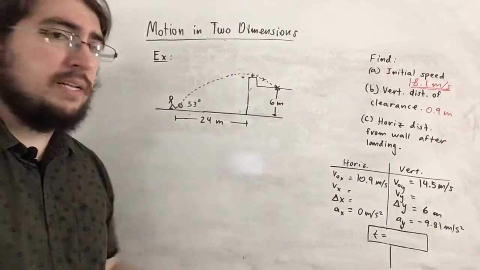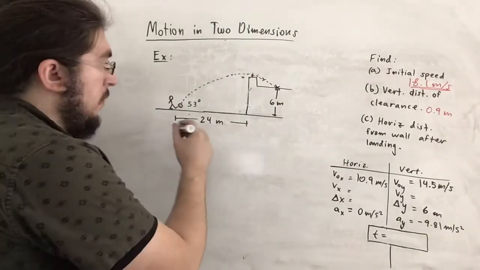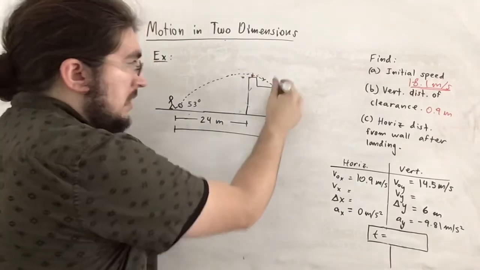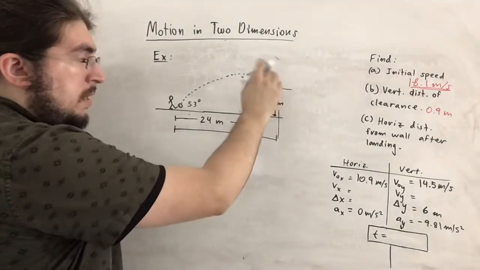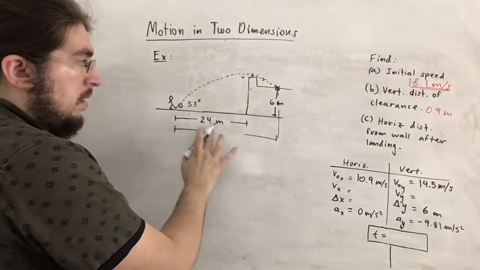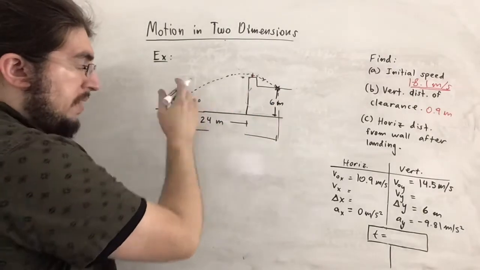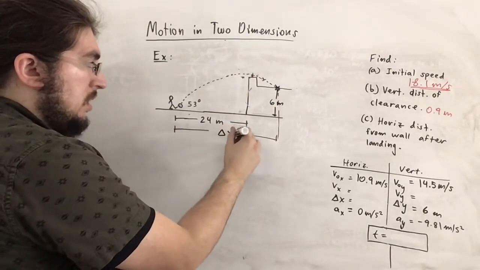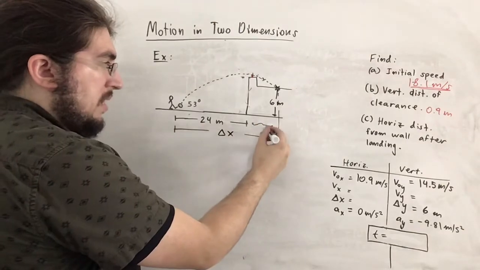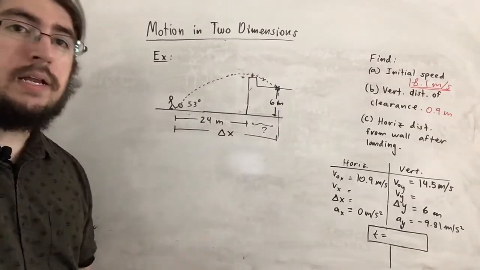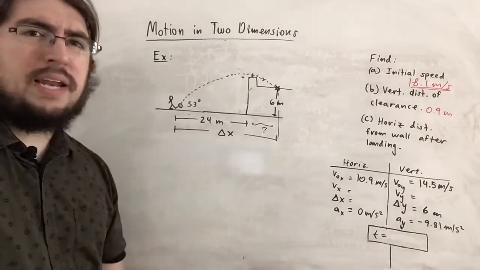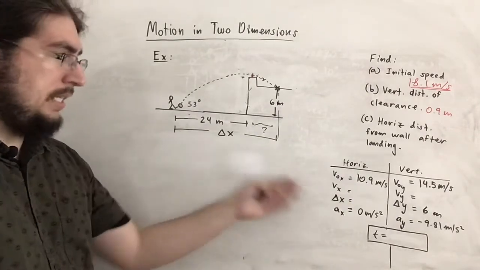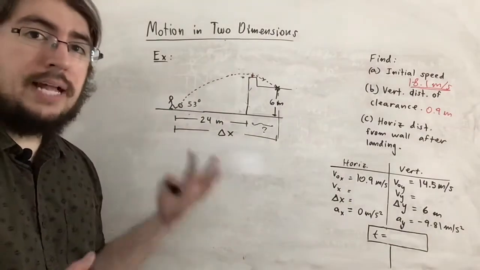After all, we want to find delta x, and in this scenario, delta x would be this horizontal distance from the point of launch to the point of landing. So this is delta x. We actually want to find this distance, which is the difference between delta x and 24. We'll find that after, but for right now, delta x is this distance here. That's what we want to find.